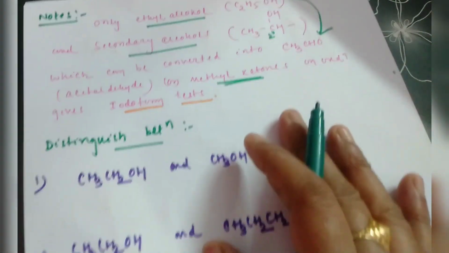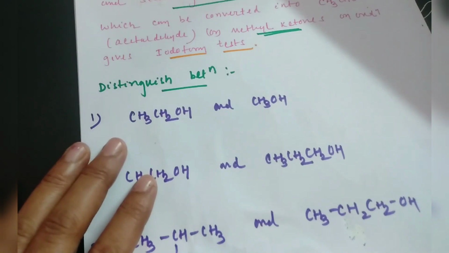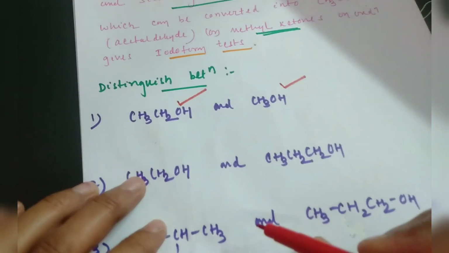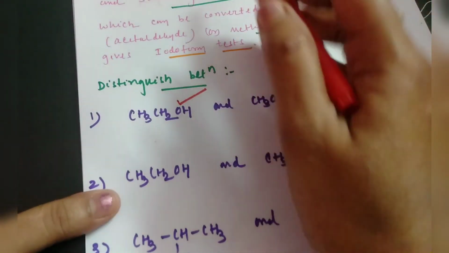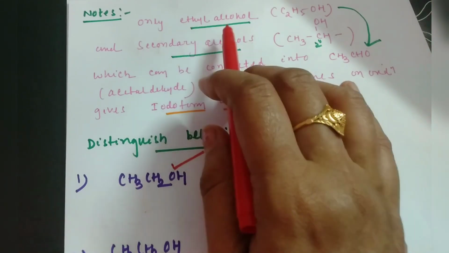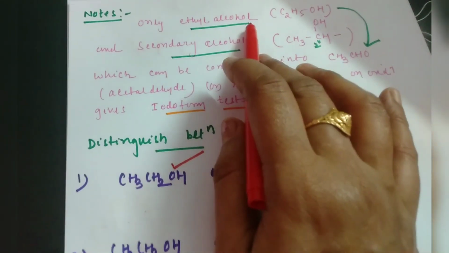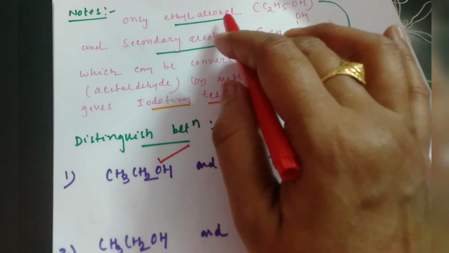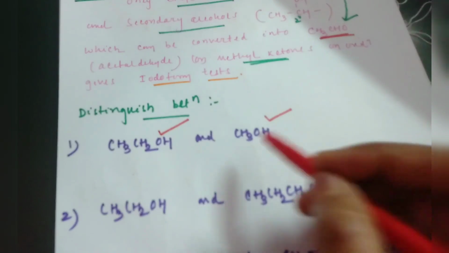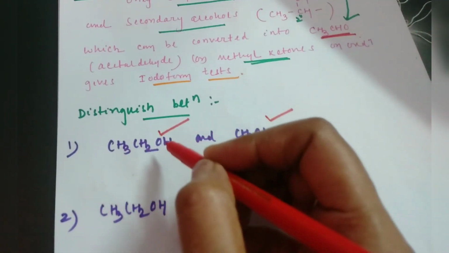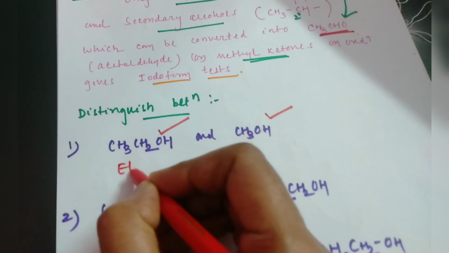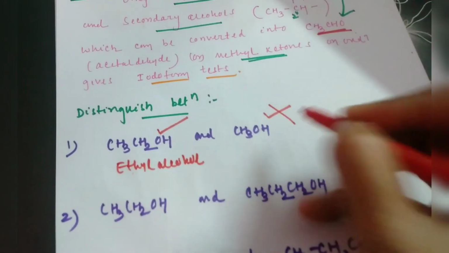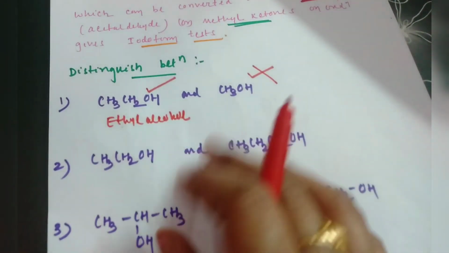So see here, if some question arises, distinguish between ethyl alcohol and methyl alcohol. We know, as I have already told you, only one alcohol, that is ethyl alcohol, on oxidation gives acetaldehyde. Okay, that is why only ethyl alcohol will give the iodoform test, no other primary alcohol will give it. That means ethyl alcohol will give the iodoform test, but methyl alcohol will not give the iodoform test. This is one distinction point.